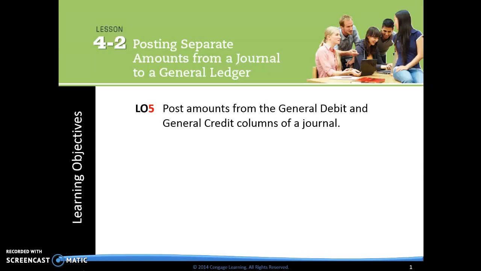4.2, posting separate amounts from a journal to a general ledger. You have one objective. You need to be able to post amounts from the general debit and general credit columns of a journal.